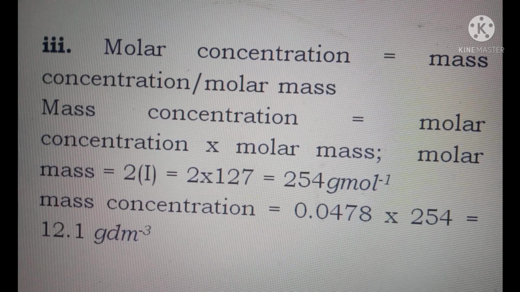Next is the mass concentration of A. Still using the formula, molar concentration is equal to mass concentration over molar mass. And the molar mass of A is 2 times 127, which is the relative atomic mass of iodine. So making mass concentration the subject of formula, we have mass concentration is equal to molar concentration, as we've already solved above, times molar mass, which is 254 times 0.0478, and the answer is 12.1 gram per dm³.